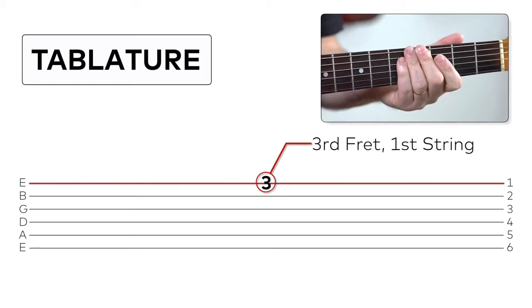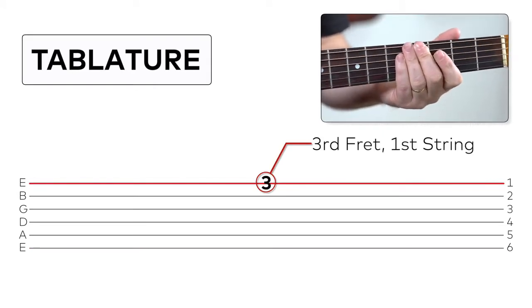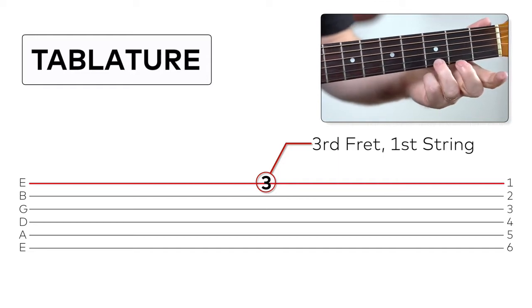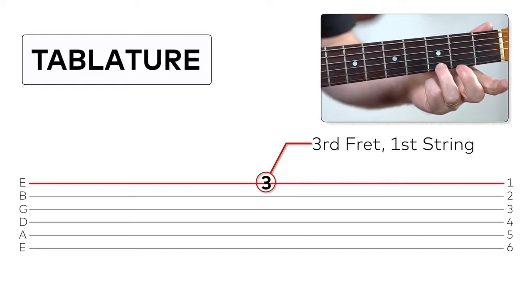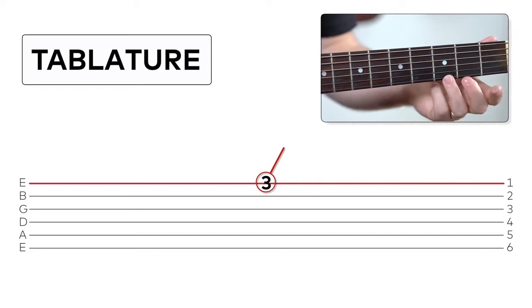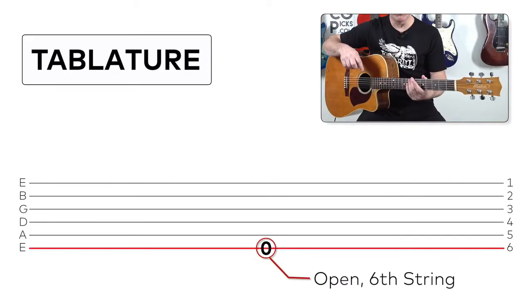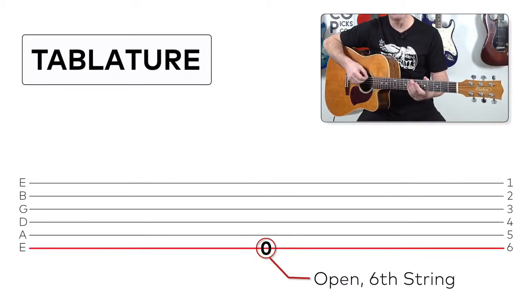So tablature. Here's where we have the 6 strings. So see the 6 lines going across the screen. So the top line is actually our 1st string. And then the bottom line is the low string. So if you see a note on the top line written on number 3, that means 3rd fret on the 1st string. If you see an open on the bottom one, which is the 6th string, that is open 6th string.